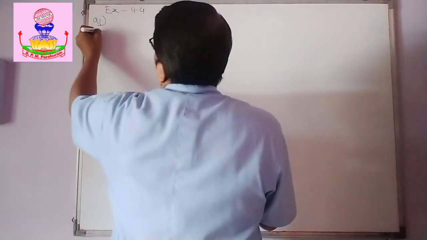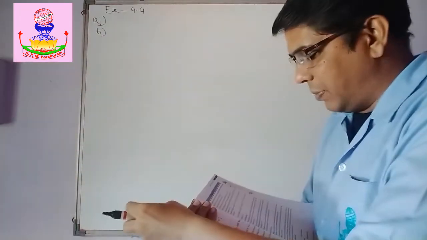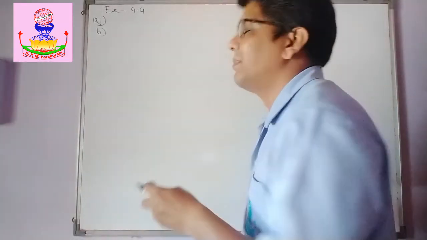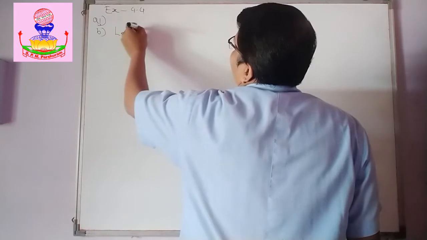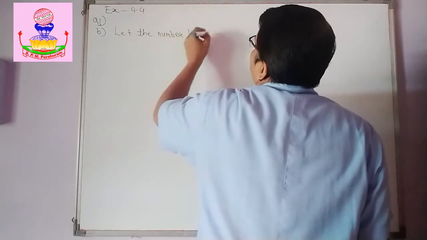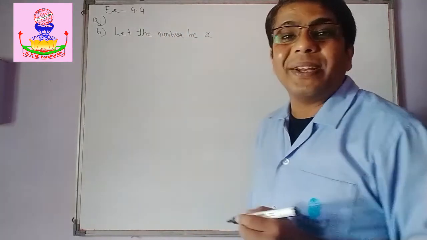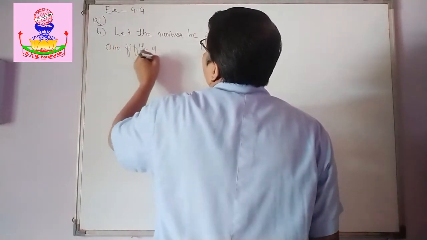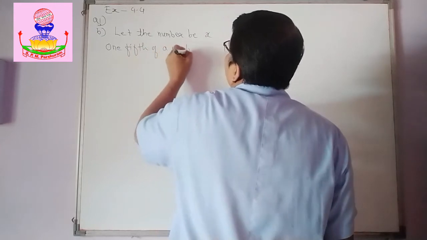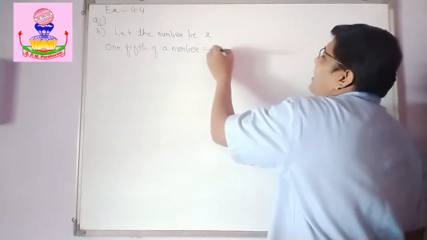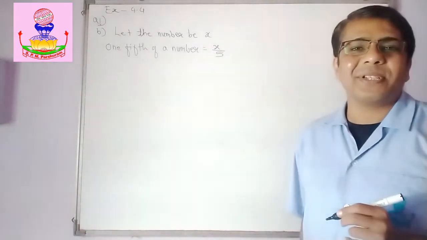One-fifth of a number minus 4 gives 3. What it is? One-fifth of a number minus 4 gives 3. Do you know the number? I don't know. So what we can do? Let the number be x. Now one-fifth of the number. So what is that one-fifth of a number? Yes, divide by 5. So x upon 5. One-fifth of a number.